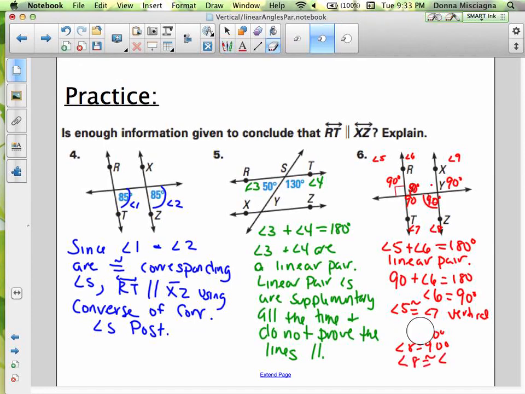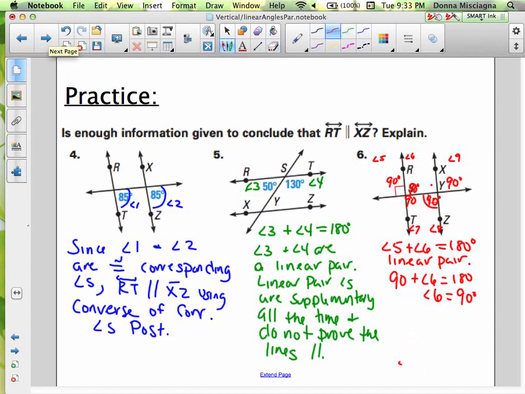Actually, no, we didn't need an angle 7, so let me get him out of the way. Let's use angle 8. So angle 8 is equal to 90 degrees, and angle 8 is congruent to angle 9, because those are vertical. And so now notice we have angle 6 is congruent to angle 9. And what are those angles? Well, those are corresponding angles.